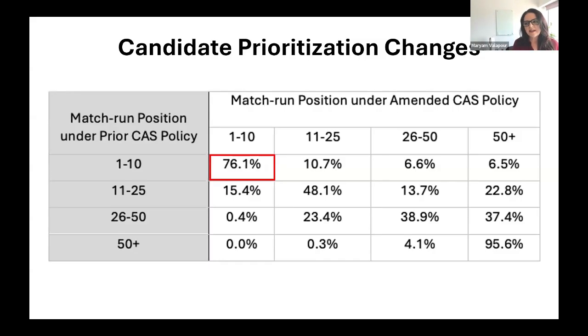Now, that doesn't mean these candidates will not receive a transplant. It doesn't mean they won't receive an offer. But what it does mean is that their position in the allocation system changes. And that's important because prioritization is ultimately how allocation policy affects patients. Roughly half of our lung transplants happen for the candidates ranked in the top 10. So if you're in the top 10, you're more likely to receive an offer.